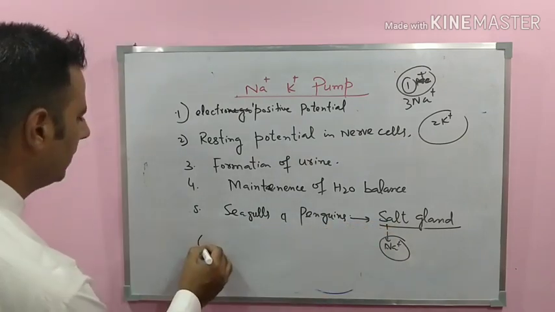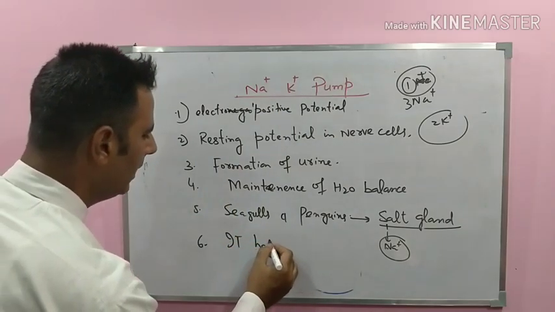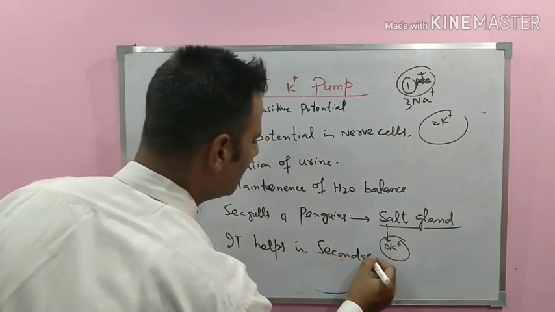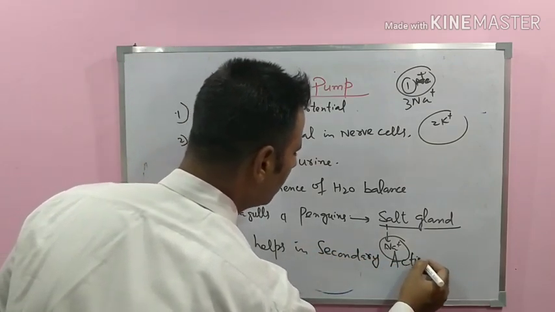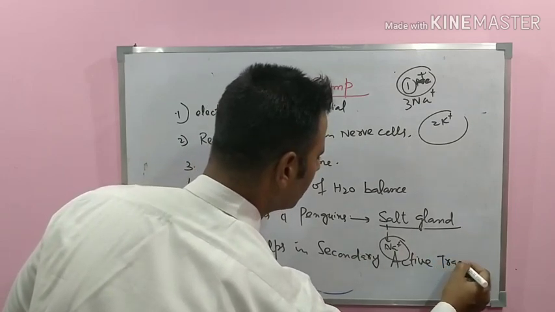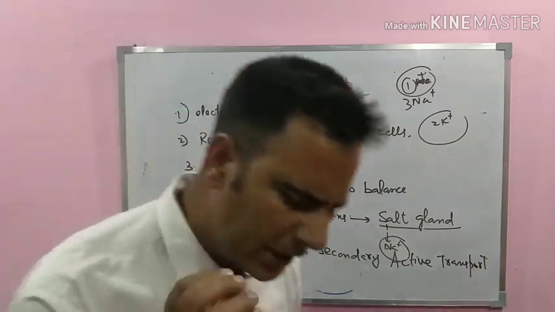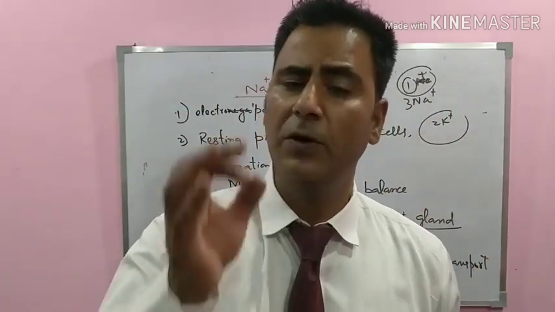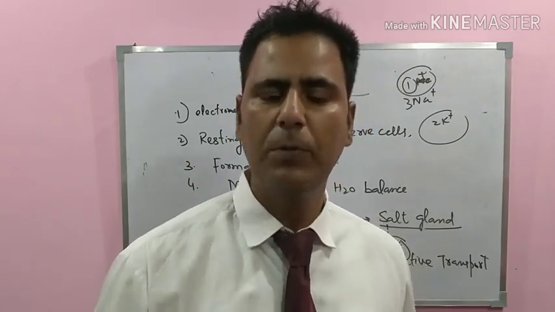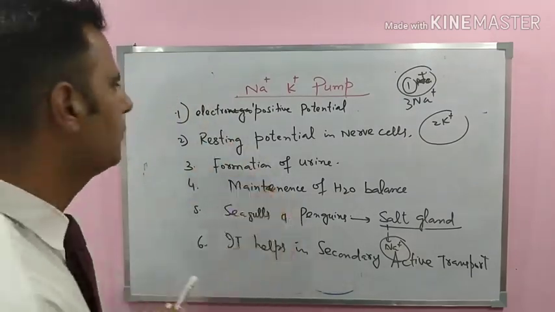And the last thing, the importance of this sodium potassium pump is that it helps in secondary active transport, which we are going to discuss shortly. These are the various functions of the sodium potassium pump. There are a number of pumps involved in the body. We have the calcium pump, the potassium pump, the chlorine pump. So many pumps are there. And this is what we can say about primary active transport.